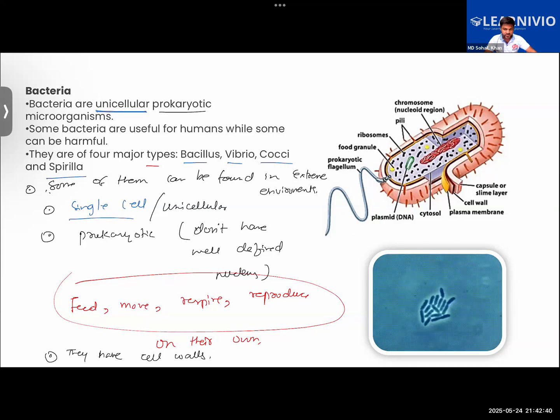It has a cell wall around them, and having a cell wall protects it from the harsh plant conditions. That's why it can be found living in different types of extreme conditions.